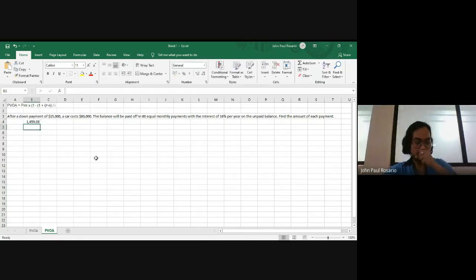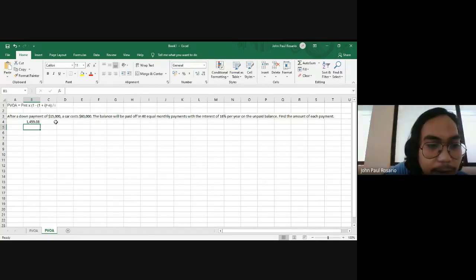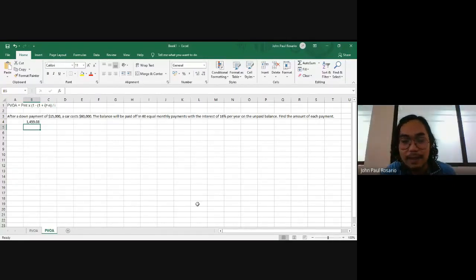So here's the thing. After a down payment of $15, a car costs $60,000. The balance will be paid off in 60 equal monthly payments with interest of 16% per year on the unpaid balance. Find the amount of each payment.